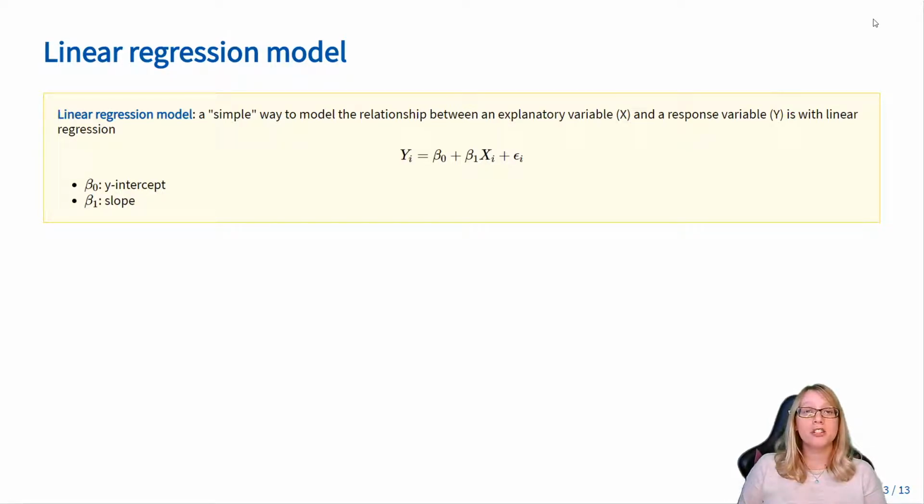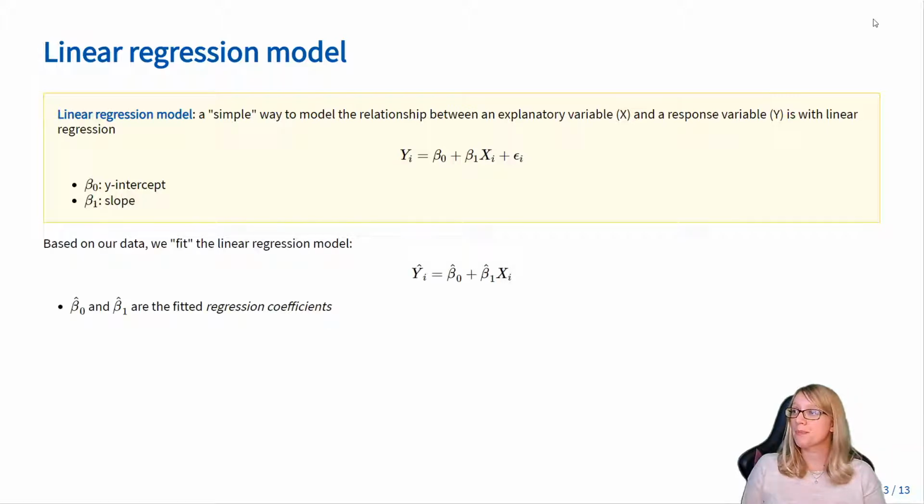So we model the relationship between an explanatory variable, here denoted x, and some response variable denoted y with a linear formula. We say that y is equal to beta 0 plus beta 1x plus epsilon. Here, beta 0 represents the intercept term, beta 1 represents the slope of this line, and that extra term, epsilon, is just like in the ANOVA model. It's an error term.